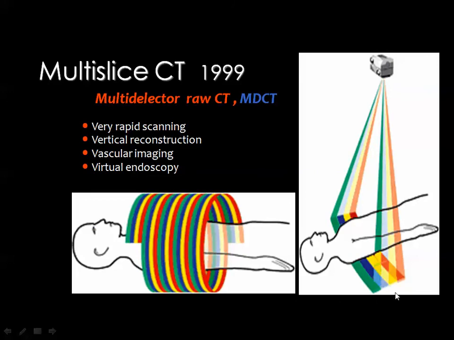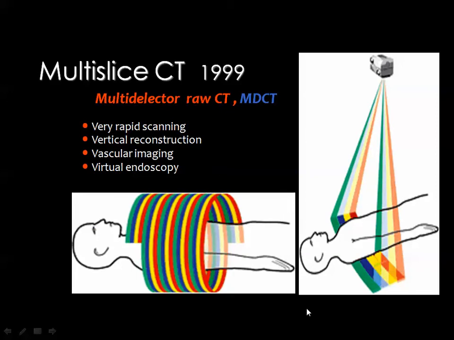Then the new machine, instead of having a single detector in front of the X-ray tube, has more detectors. Let us say we have four detectors in front of the X-ray tube. Then for every tube rotation, you have four sections. Hence the name multi-slice, multi-section, or multi-detector: multiple detectors in front of the X-ray tube.